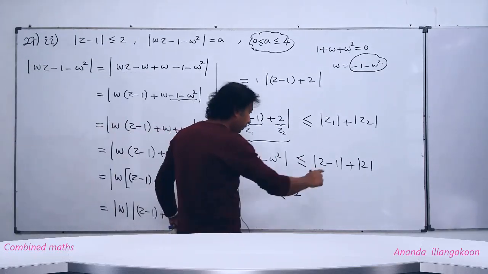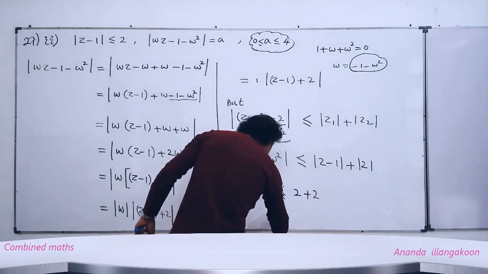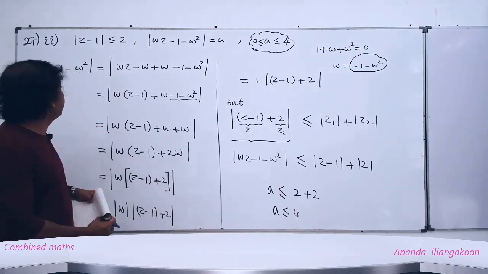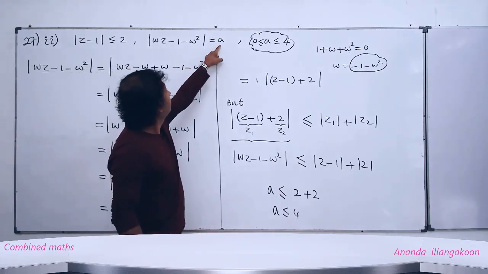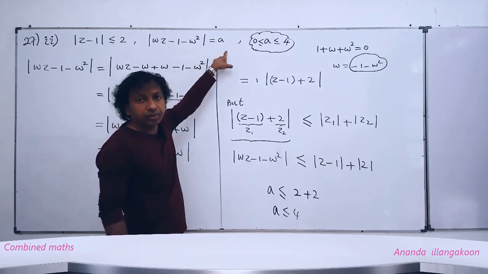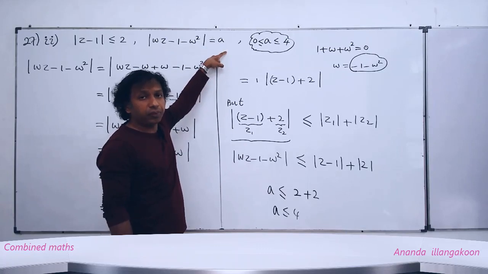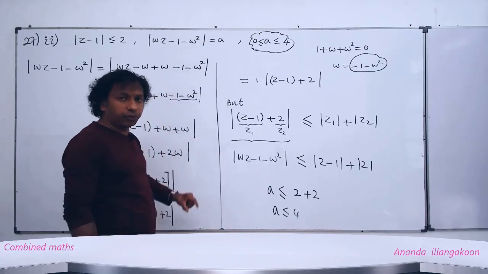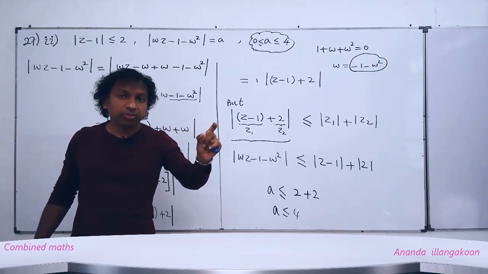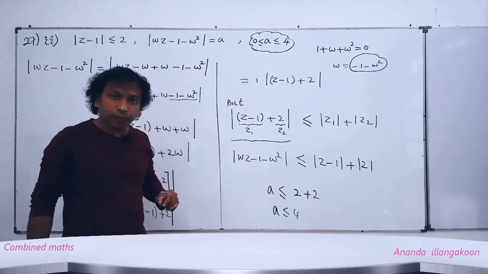Plus mod of 2 is 2. Then this A is less than or equal to 4. That is okay. But people, what does this A mean? This is a complex number. Its modulus is A. People, the modulus of a complex number should always be positive, or the minimum value it can have is 0. Because, you know, the modulus of a complex number means the length of the corresponding line segment which represents the complex number. No? The length of a line segment is never negative.